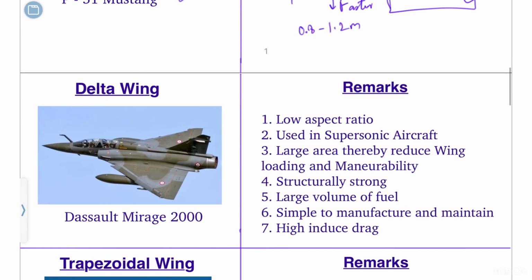Next type of wing is the delta wing. So the delta wing, as we know, the shape of a delta is this. As you can see in the figure, this is a delta wing.